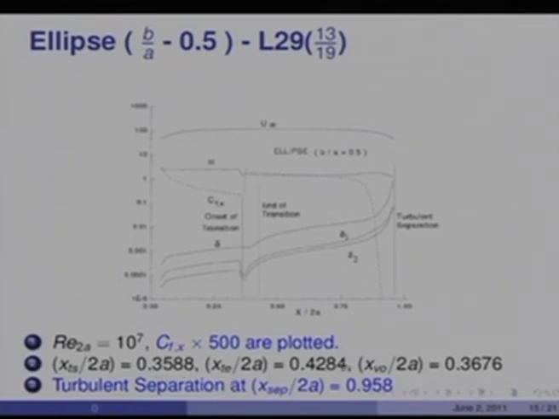The end of transition therefore is predicted at 0.4284 and the virtual origin therefore is 0.3678, or 12.6% of the XTE minus XTS length. And there you will see the CFX now increases again and then starts declining, but then at 0.958 it experiences turbulent separation again and the computations cannot be taken any further because the separation has occurred.